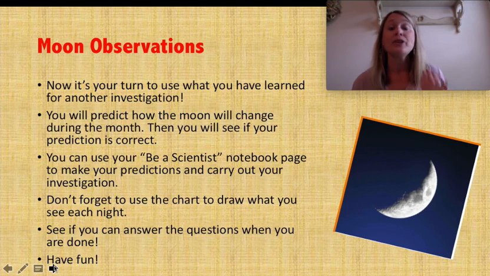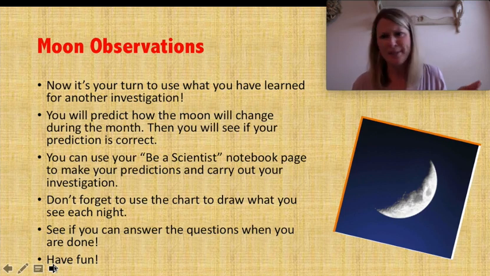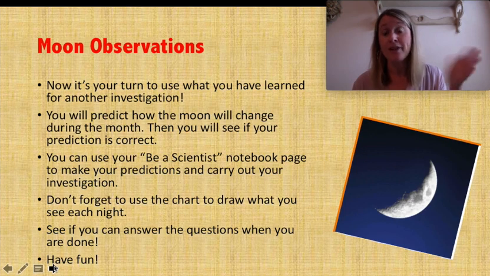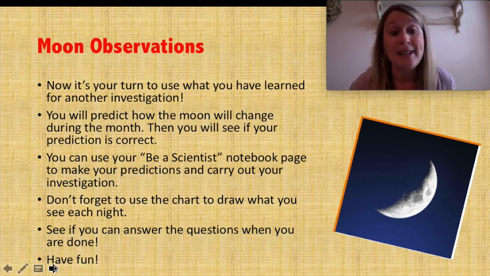Okay, you're going to use your Be a Scientist notebook page that you can get on the KCS website that we talked about at the beginning, or you can just use any piece of paper. That's fine too. And you can make predictions and carry out your investigation. Don't forget to chart and draw what you see every night, because you're going to see lots of things in a month, right? And you're going to forget unless you write it all down. See if you can answer the questions when you are done.